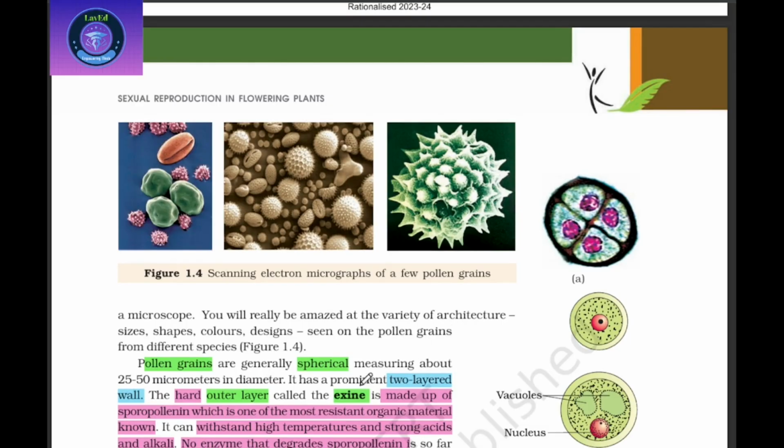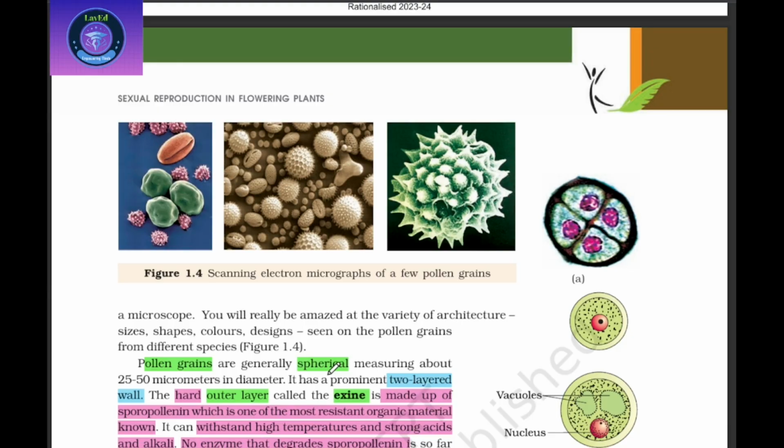Look, this para I have highlighted. I have used many colors in order to separate the lines. Okay. Pollen grains are spherical. I told you earlier that the anther is tetragonal, the microsporangium is circular. Now pollen grain, which is the result of microsporangium after meiosis, is what? Spherical. Clear? The three shapes are very clear.